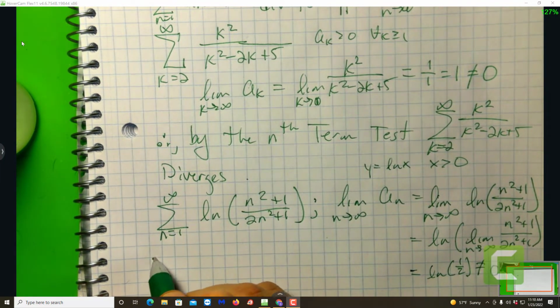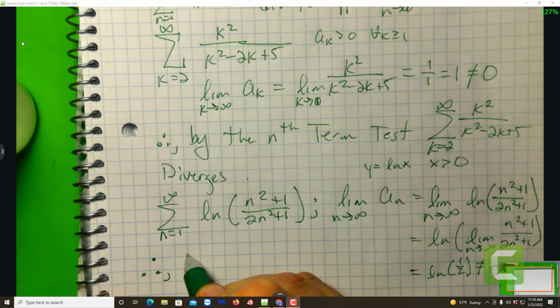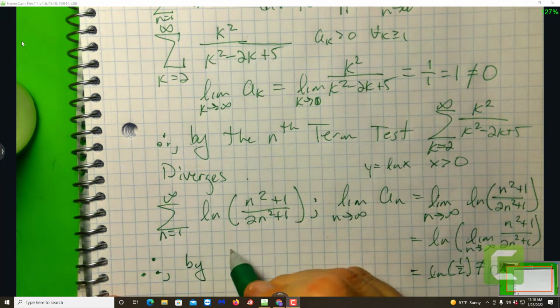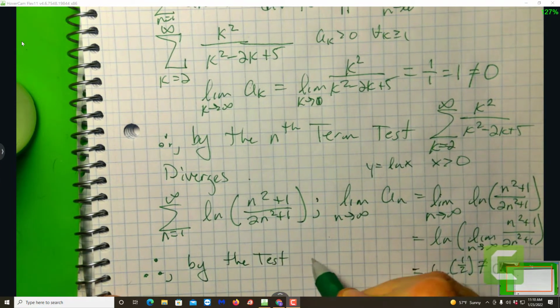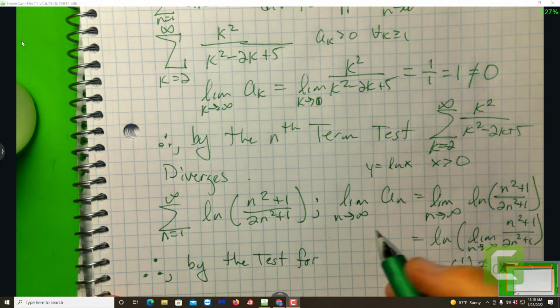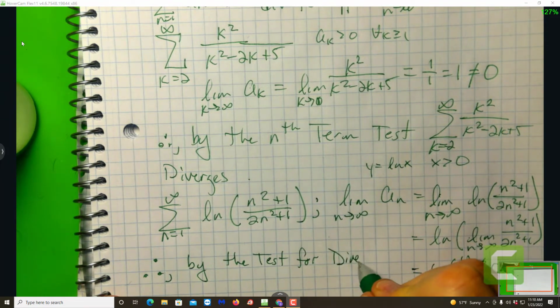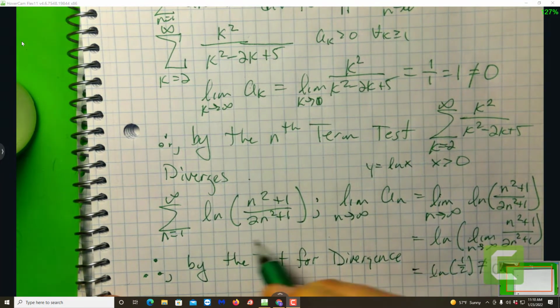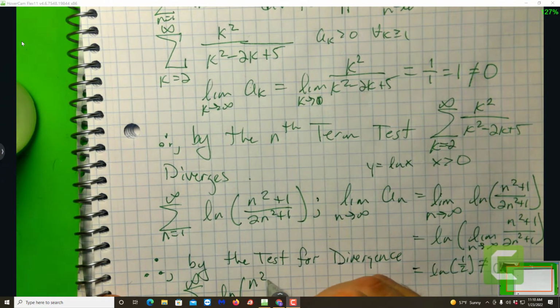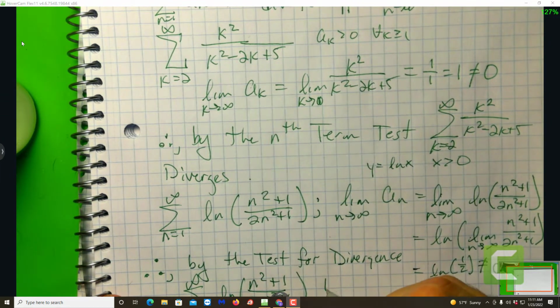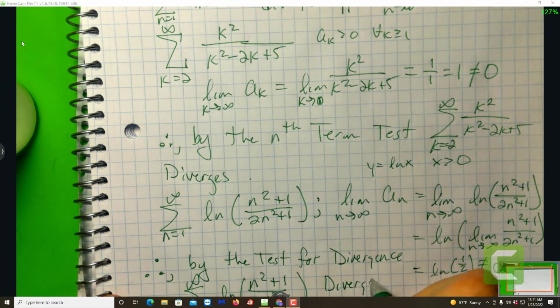And now I can grab the conclusion. Therefore, and I'll use their words this time, therefore, by the test for divergence, also known as the nth term test, the series, and you rewrite the series out, don't just say the series. You never know, because sometimes they can get really picky with words, and it's just better to be safe. Diverges.